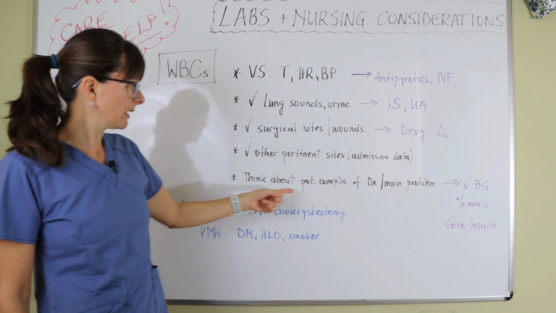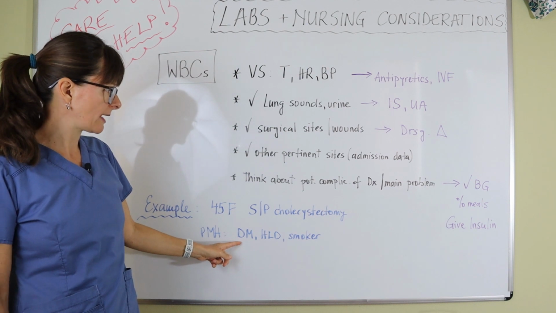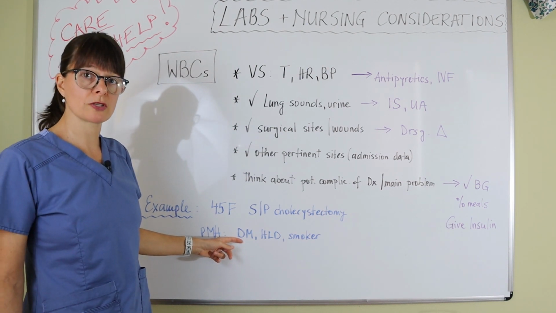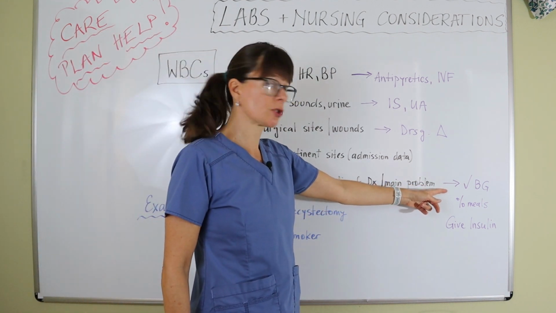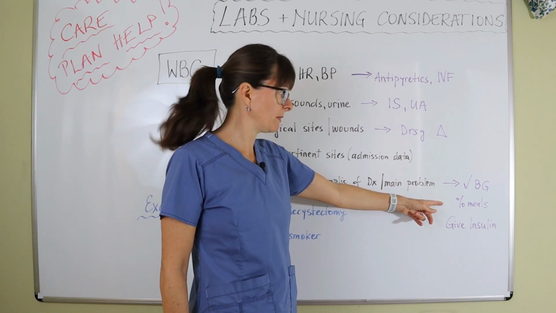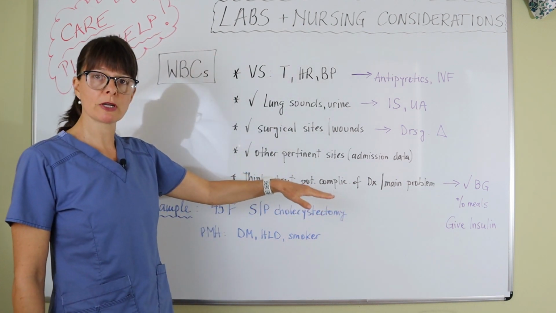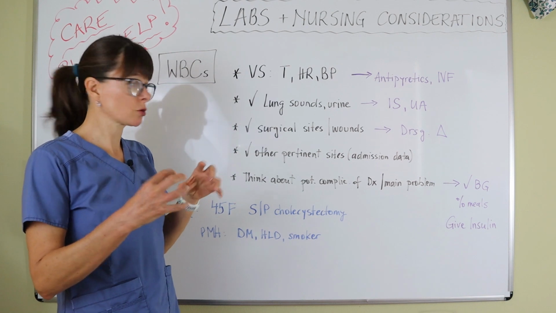And then if we think about any potential complications, in this patient who is also a diabetic, post-surgery, we know that hospitalizations cause stress response, and so does surgery. So we want to keep a close eye on the patient's blood sugar, see how much she's eating, note the percentage of the meals, and then give her insulin to keep that blood sugar down to make sure that she can heal properly. So these are all tied into the patient's white count.